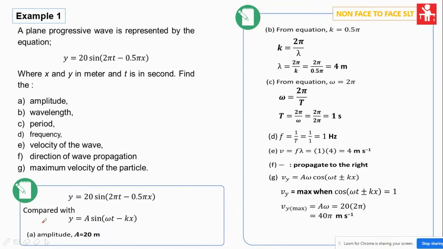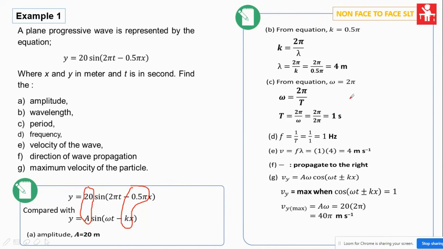So for the first question, to get the amplitude, we can simply compare the given equation here with the general equation to get the value of amplitude equivalent to 20 meters. For question number B, to get the wavelength, we can simply use the formula lambda equal to 2 pi over k. The value of k here, we can get it also from the given equation, which is 0.5 pi. And the value of lambda is 2 pi over 0.5 pi equal to 4 meters.